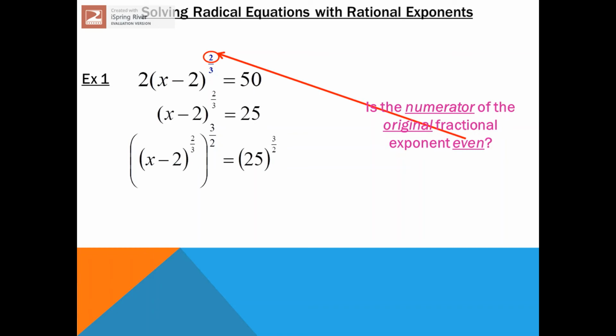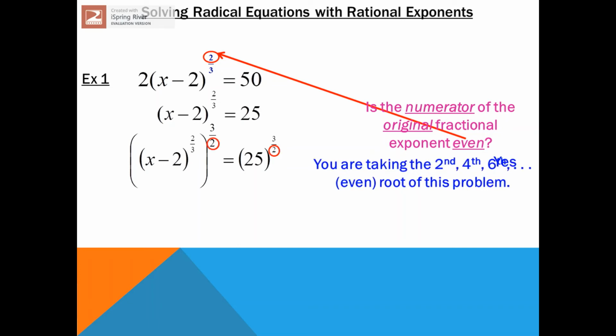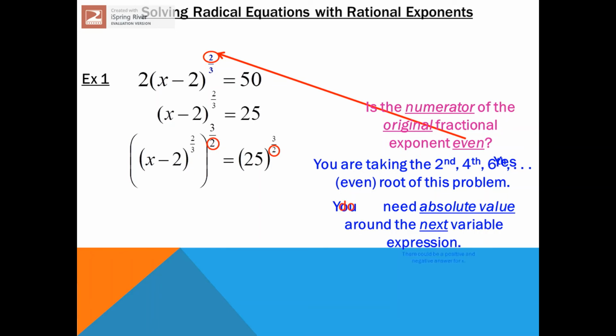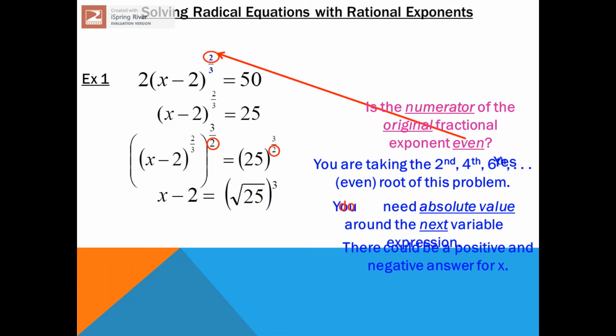Is the numerator of the original fractional exponent even? Yes, it's even. So you are taking the second, fourth, sixth, so on and so forth root of this problem. So we need to put the absolute value around the next variable expression. So there could be a positive and negative answer for x. So remember, if we have absolute value, we need to put positive, negative on the other side of the equation.